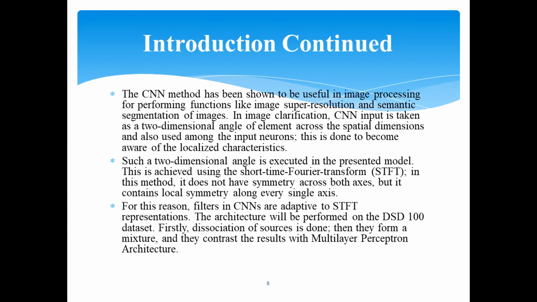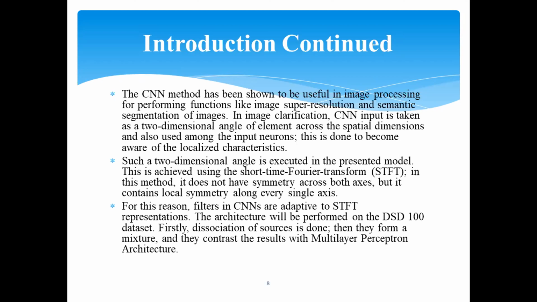The CNN method has been shown to be useful in image processing for performing functions like image super resolution, semantic segmentation of images, and image classification. CNN input is taken as a two-dimensional array of elements across the spatial dimensions and also used as the input neurons. This is done to become aware of the localized characteristics. Such a two-dimensional input is used in the presented model. This is achieved using the short-time Fourier transform in this method. It does not have symmetry across both the axes, but it contains local symmetry. For this reason, filters in CNNs are adaptive to the STFT representation.